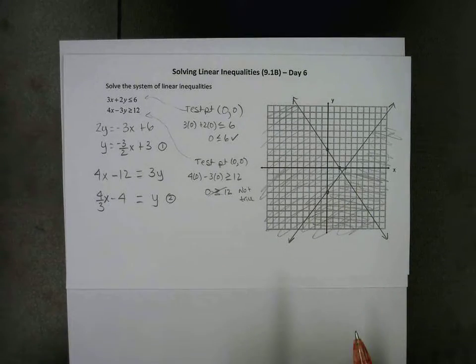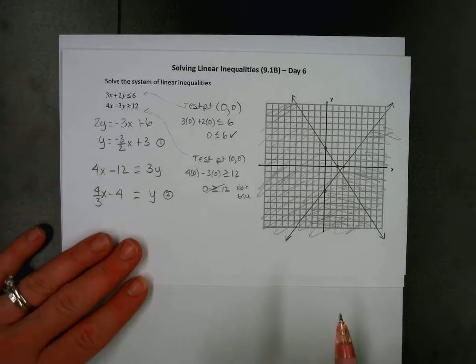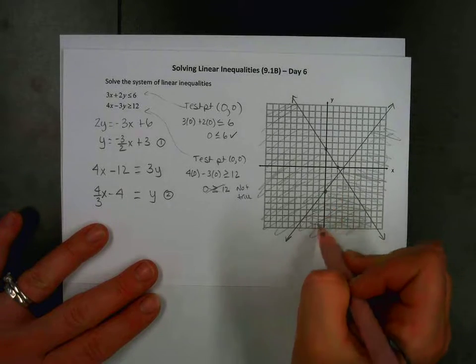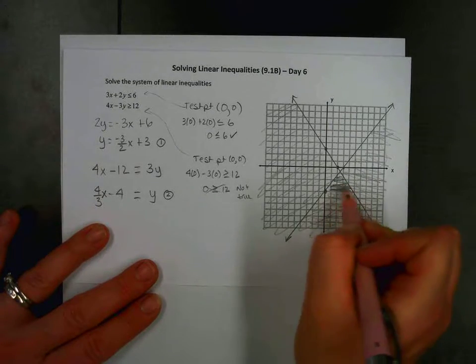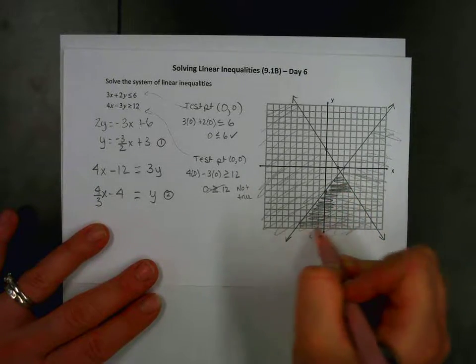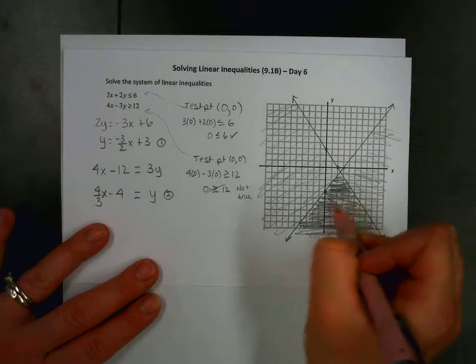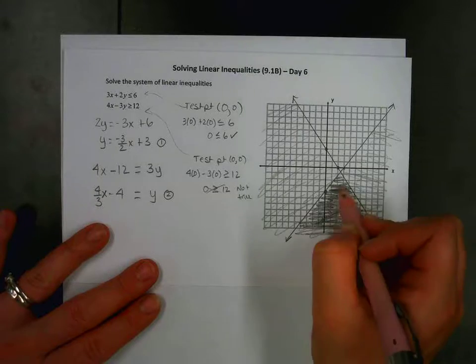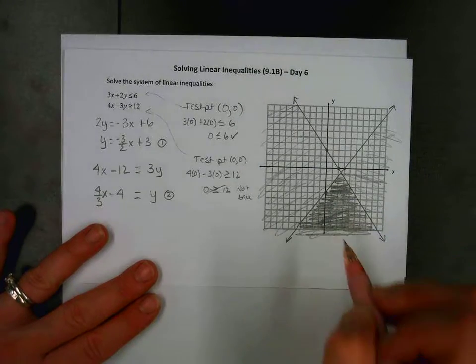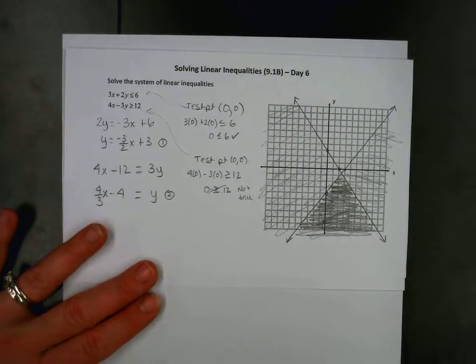So when we go to solve this, what is the solution to this system of linear inequalities? It's where your double shading is occurring. So now I'm going to take my pencil and I'm going to darken everything in this area. And any point in this area, there are infinite, those will be the solutions to this system of inequalities.